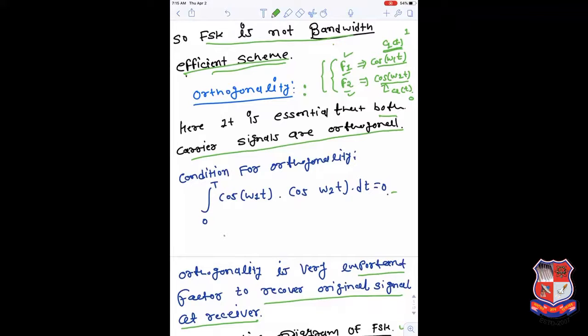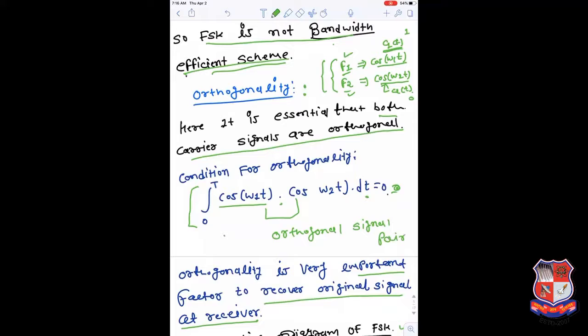Both the signals are orthogonal here. But the orthogonality condition is that the integration of the signal, the dot product of your signal for one cycle, from 0 to T, if it would be 0, then this signal is considered as an orthogonal signal, and this is the orthogonal signal pair. So this is the condition to check the orthogonality.